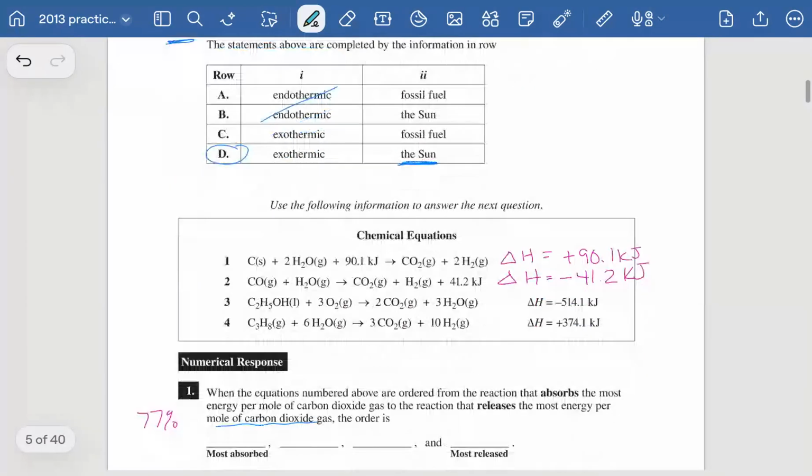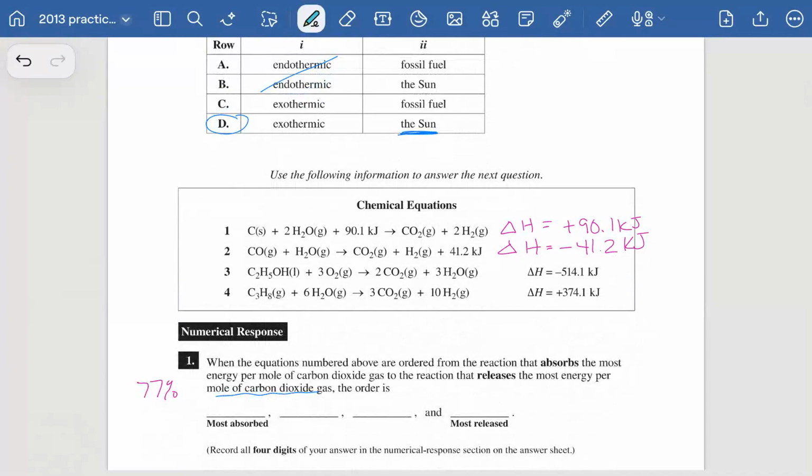The next one is showing that we understand enthalpy, whether it's written within the equation or as delta H notation. So the first thing we want to do before we even get to the question is rewrite in delta H notation. So if it's on the reactant side, make your delta H positive. If it's on the product side, make it negative. Now it is asking to number our equations based on the reaction that absorbs the most, so the most positive, to what will release the most, so the most negative. And it is asking per mole of carbon dioxide.